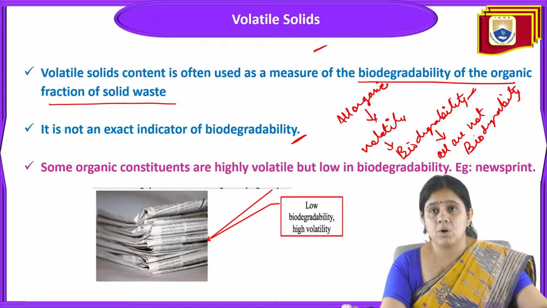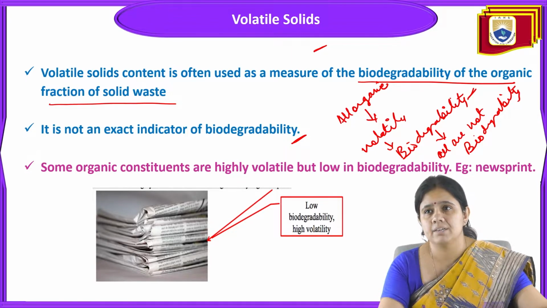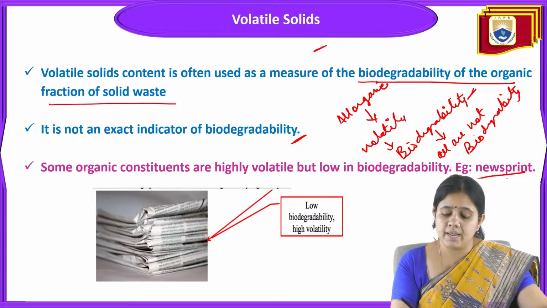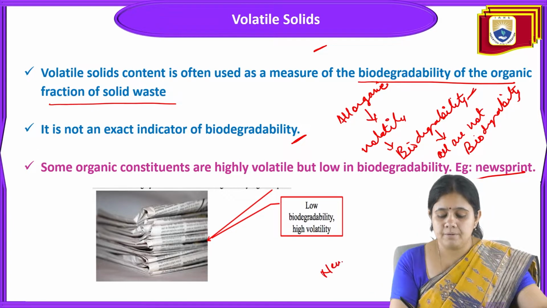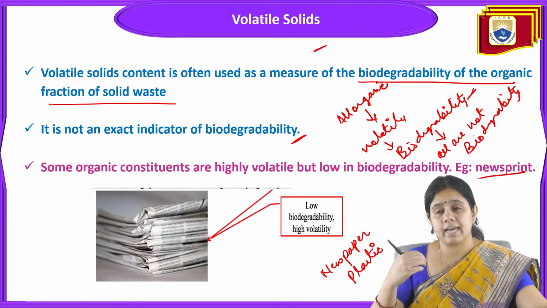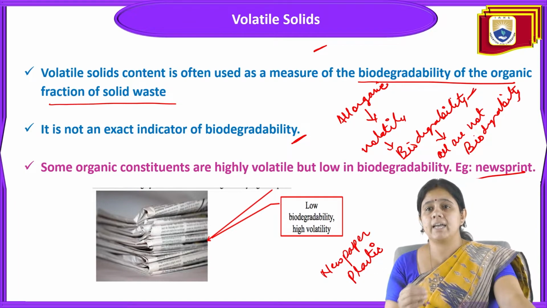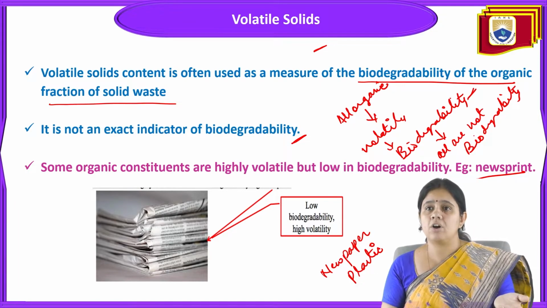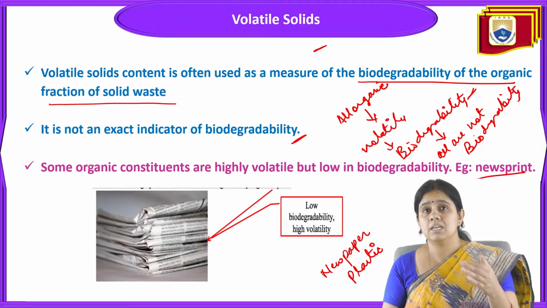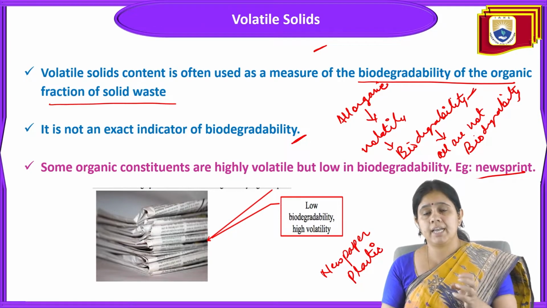As we know, some organic constituents are highly volatile, but they have very low biodegradability. Examples are newspaper and plastic. They have very high volatile substances, but they are not biodegradable. So volatile solids are an indicator of biodegradability, but not totally. It is not an exact indicator.